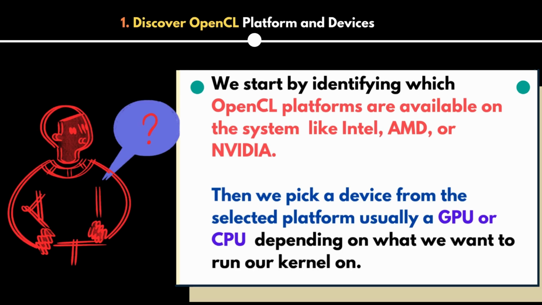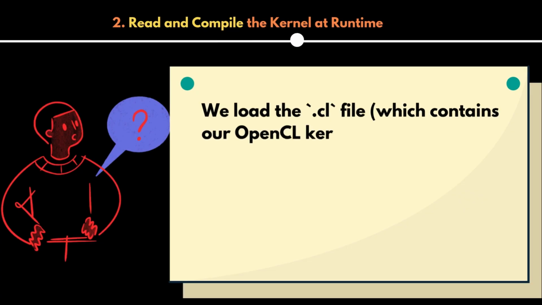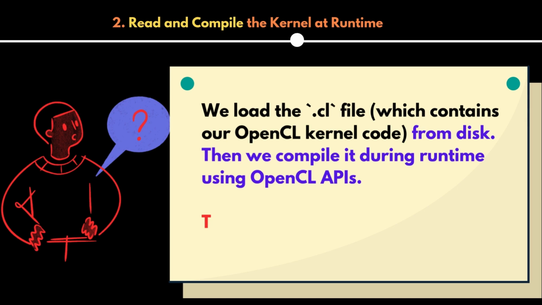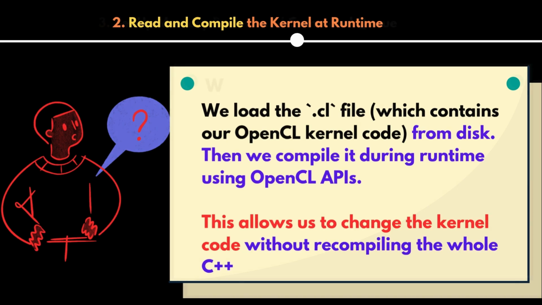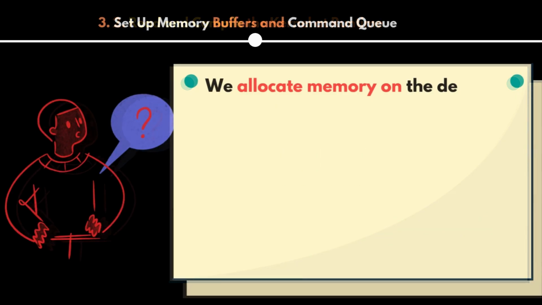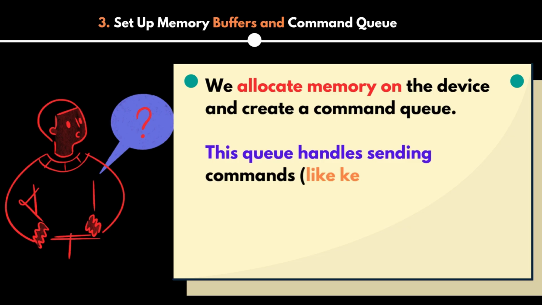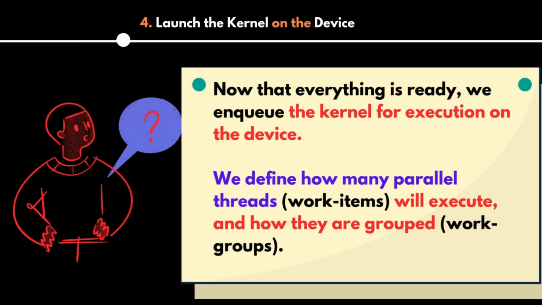Second, we load the CL file from the disk, then we compile it during runtime using OpenCL APIs. These allow us to change the kernel code without recompiling the whole C++ project. Third, we set up memory and buffers. We allocate memory on the device and create a command queue. These queues handle sending commands like kernel execution or data transfer to the GPU. Fourth, we launch the kernel on the device.